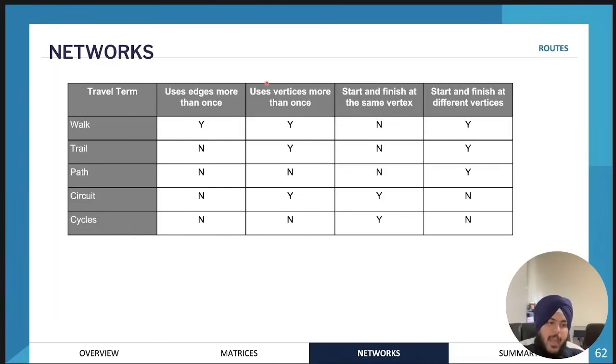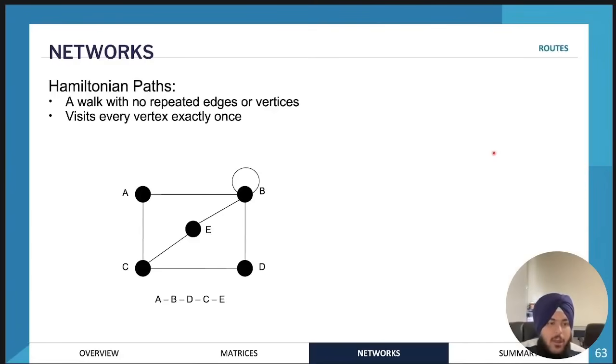So here is just an example, a summary table, which you can put in your summary book. So it's really helpful. It gives you the requirements for each of these types of travel terms. Okay, so now we'll be looking at specific types of paths and specific types of cycles and specific types of trails and specific types of circuits.